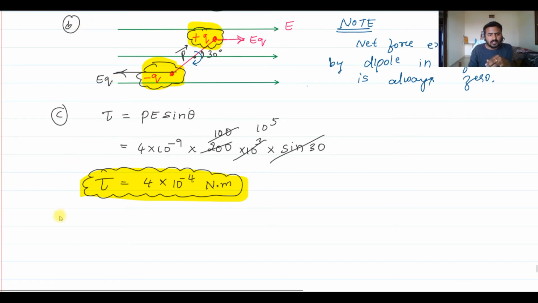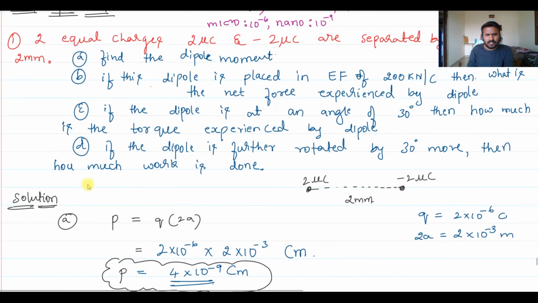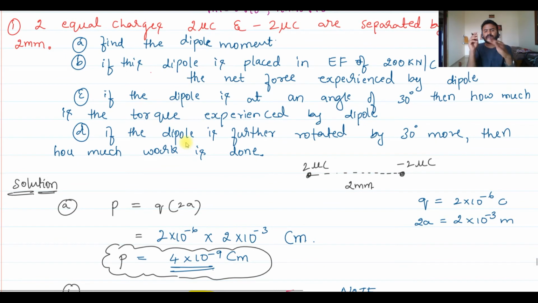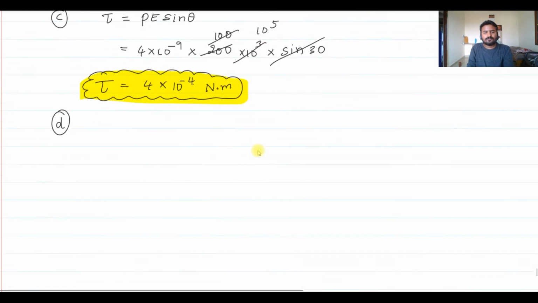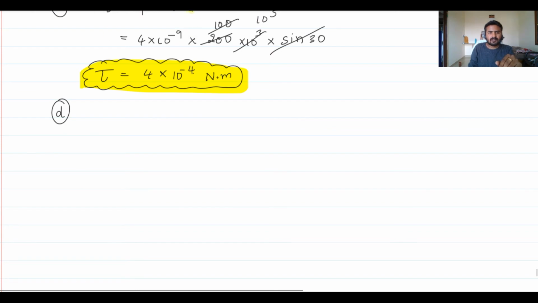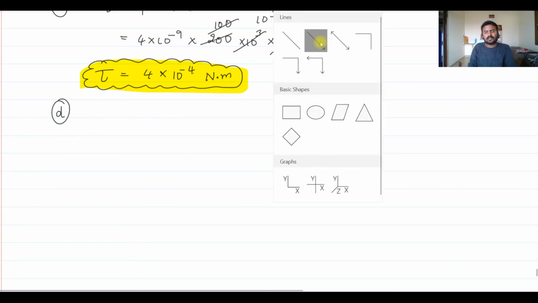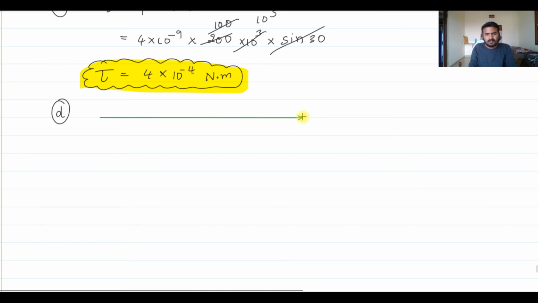All right. Now the fifth sub-question, sub-question D. They're asking, if the dipole is further rotated by 30 degree more, then how much is the work done? Okay, how much work is done. Already I have this dipole at an angle of 30 degree. Further, we have to rotate it by 30 more degree. That means finally the dipole will be at an angle of 60 degree with respect to the external electrical field.